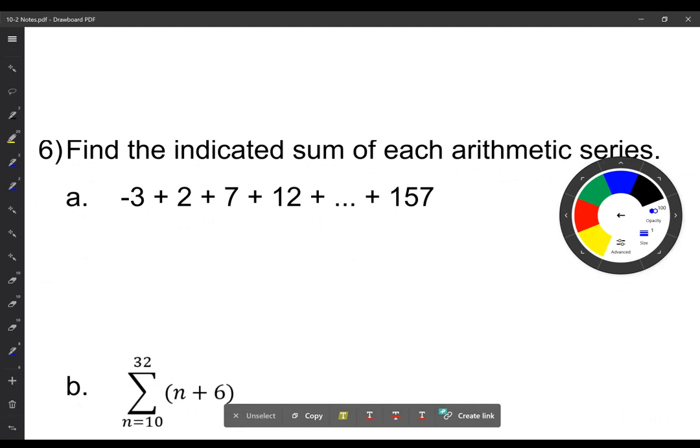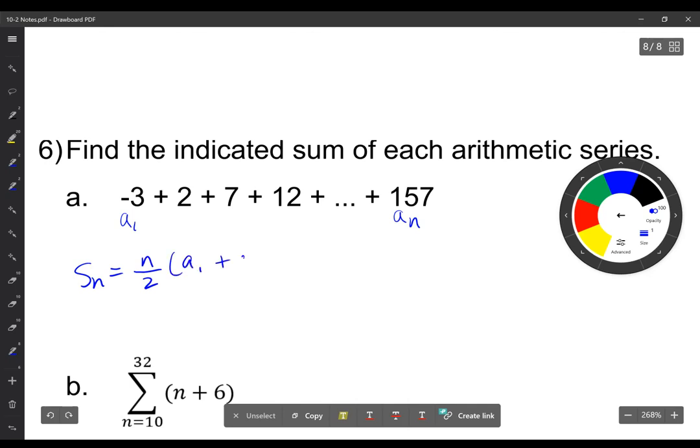So for 6a, I am trying to add up all the terms from negative 3 to 157. So this would be my a sub n. This is my a sub n. So I'm just going to write down that formula really fast. n over 2 times a1 plus a sub n.